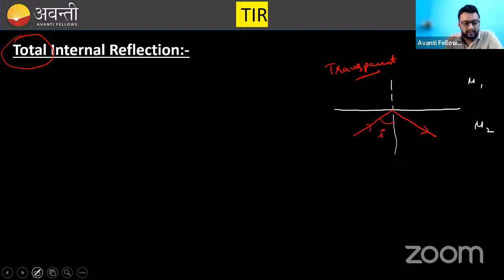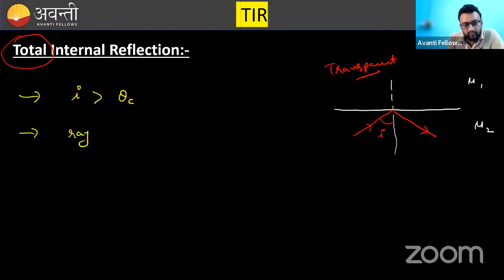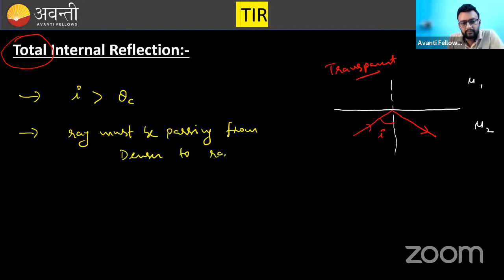Now, what are the conditions for TIR to happen? The first condition is that the angle of incidence should be greater than theta c, the critical angle. And the second condition is that the ray must be passing from denser to rarer medium.